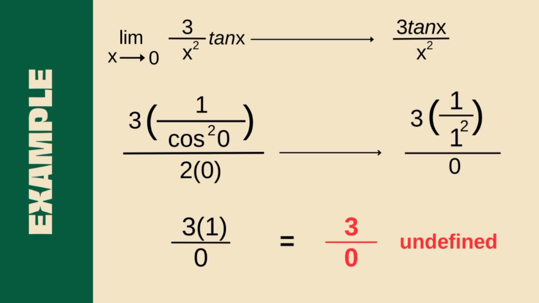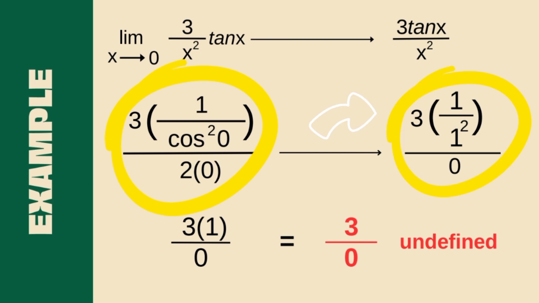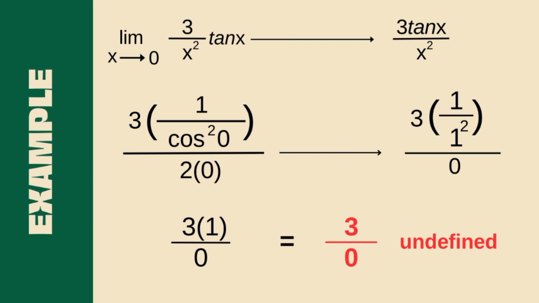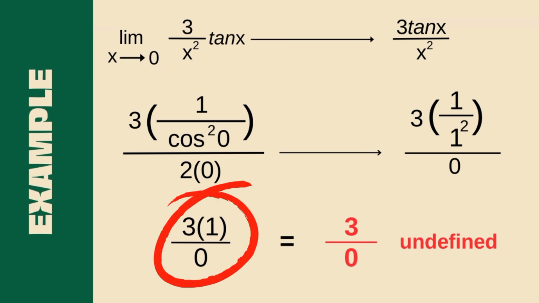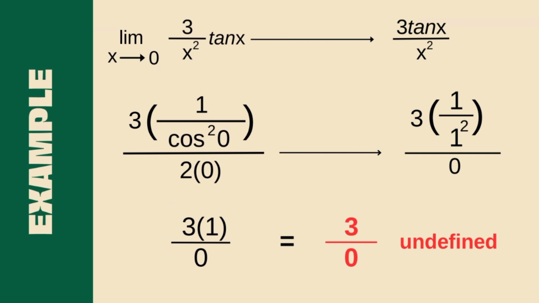Now that we have the derivative of the simple fraction from the original function, we can already substitute the approaching value to this expression. So this will be 3 multiplied by 1 over cosine squared 0 all over 2 multiplied by 0. It can also be expressed as 3 multiplied by 1 over 1 squared all over 0, since cosine squared 0 is 1 squared. Upon simplifying this expression, we will arrive with an answer of 3 multiplied by 1 over 0, or simply 3 over 0. Therefore, since 3 over 0 is an undefined expression, the limit of this function does not exist.